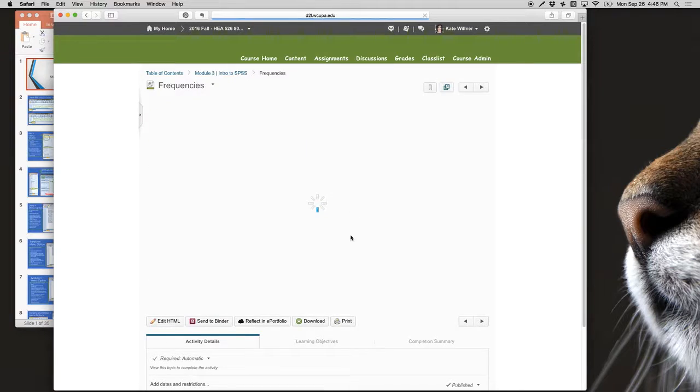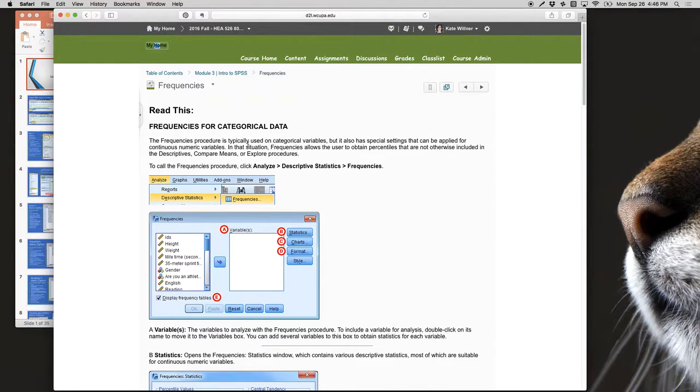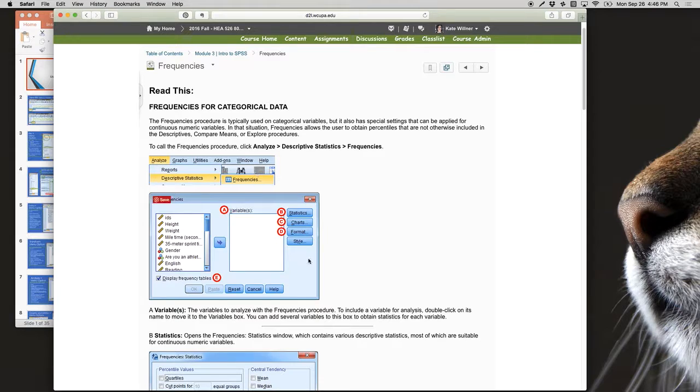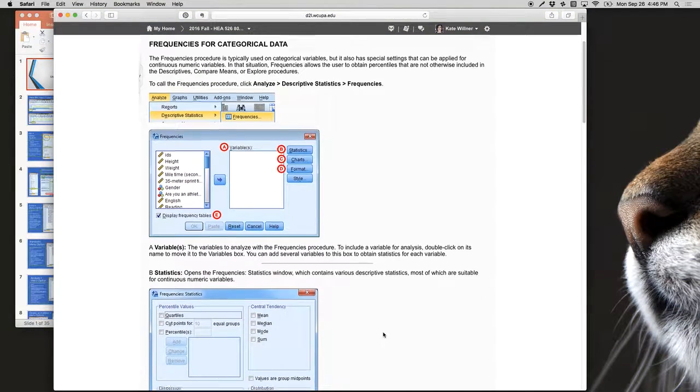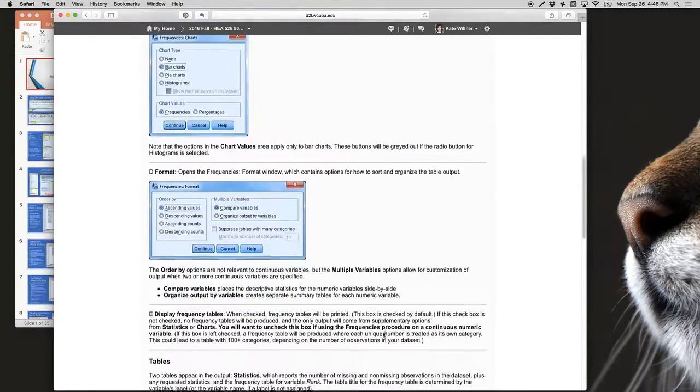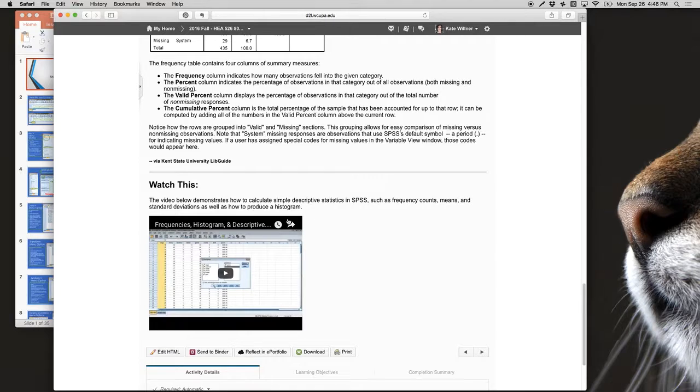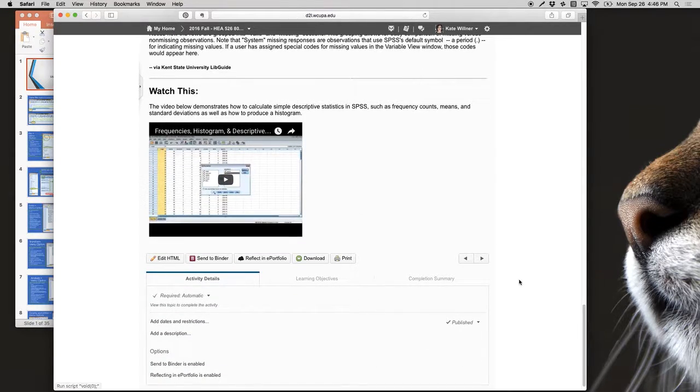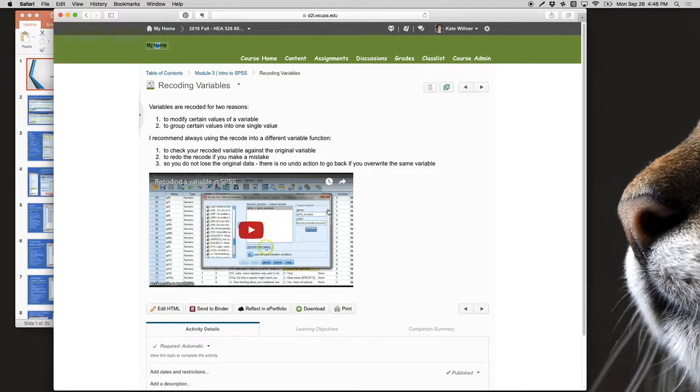Then the next part talks about frequencies. This describes and shows you screenshots walking you through how to run a frequency procedure, which we'll do today, but it's just a reference for you in the future. And at the very bottom of that is another little video showing you how to do a frequency, a histogram, and the descriptive statistics procedure, which we're also going to talk about today. So this is just for you to have later. So when you forget, you can be like, oh look, I have a video, awesome.